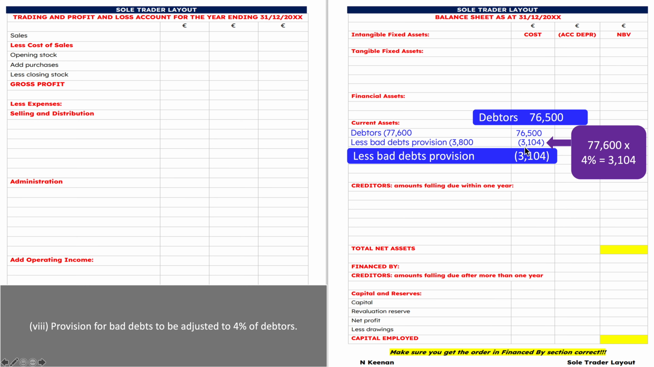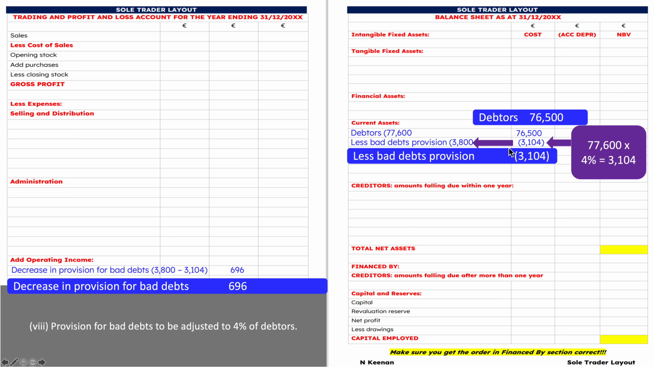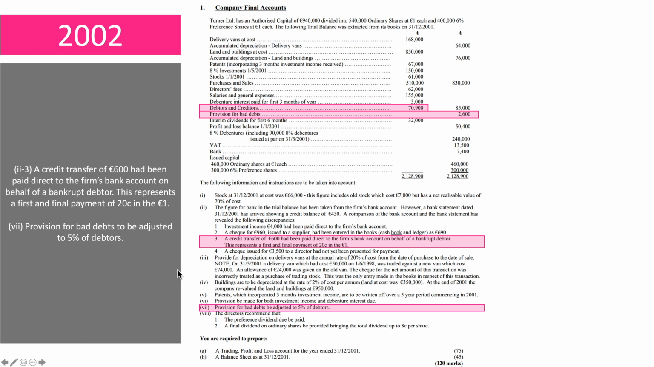So this here is bad debts provision, 77,600. Again, remember that is a typo, apologies, that should say 77,600. I'll fix that in the notes. But multiply that then by 4% and we get 3104. We compare that to the amount that was previously in the trial balance, and that is a reduction in bad debts provision of 696. So decrease in bad debts provision is great. We put that into add operating income there.